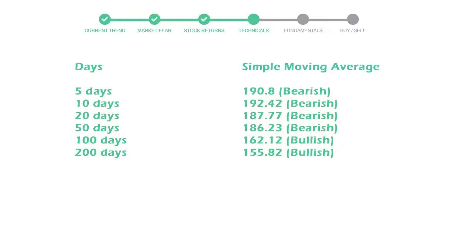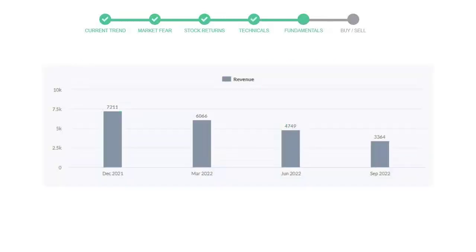Let's look at fundamental analysis. We will mainly see the last two quarters of the company. In June 22, the revenue was $47.49 million. In the recent quarter, September 22, it declined to $33.64 million.